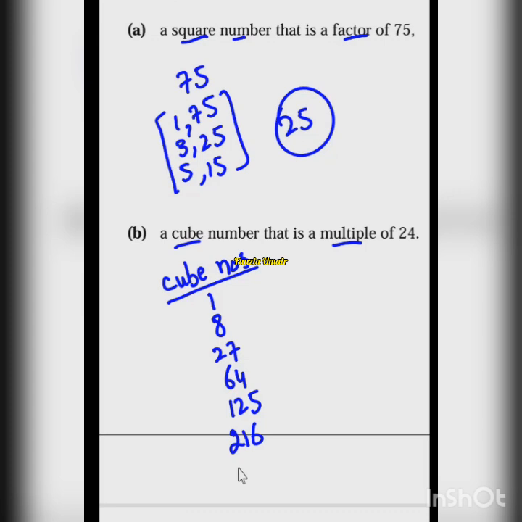216 के बाद what is 7 cube? 343. Okay. So let's see if we can find a cube number jo multiple of 24. Now I'm writing multiples of 24. So first multiple is 24 itself. What is the second multiple? 48.